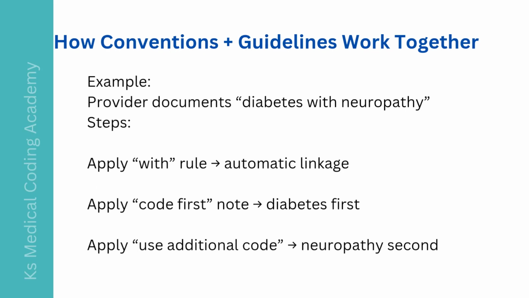How conventions plus guidelines work together. Here's a simple workflow when a clinician documents diabetes with neuropathy. Step 1. Apply the with rule which presumes linkage. Step 2. Follow any code first instructions and sequence the underlying disease first. Step 3. Use additional code instruction to add the manifestation code. This three-step approach is the backbone of many coding decisions.